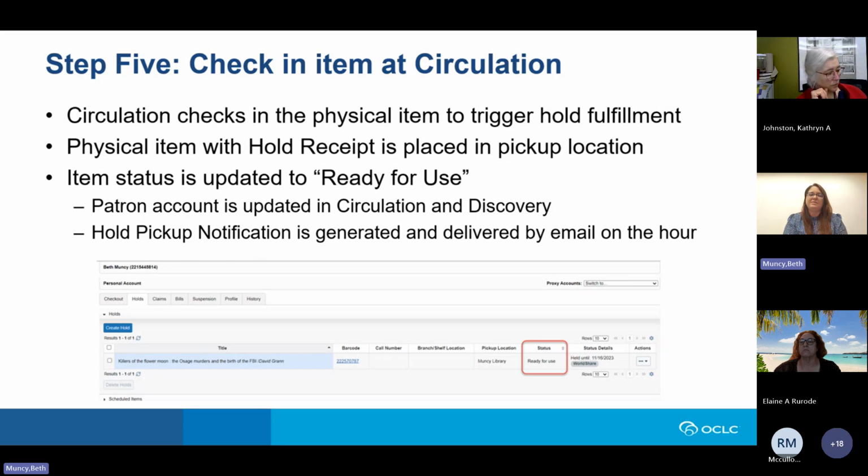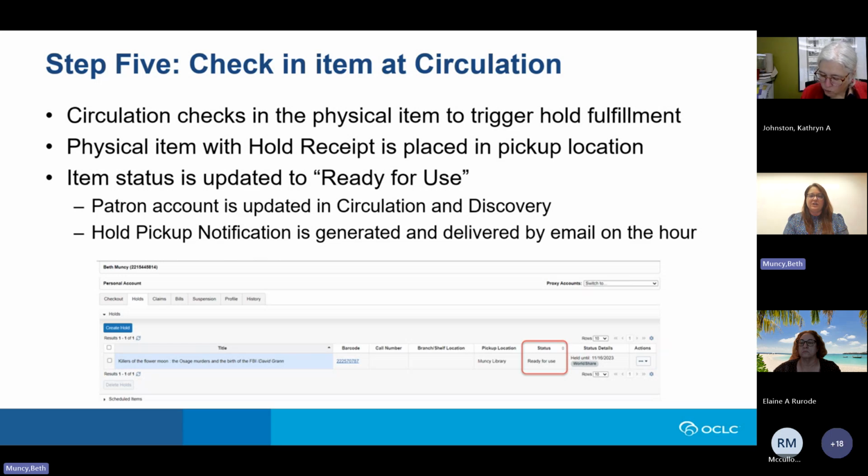This is going to also update the item status on the hold request. So it will change this over to ready for use, letting your patron know that that item is ready for them to come and check out. It updates their patron account both in circulation and in WorldCat Discovery. So if they were to log into their account, they would be able to see that information. This also generates the pickup notification.